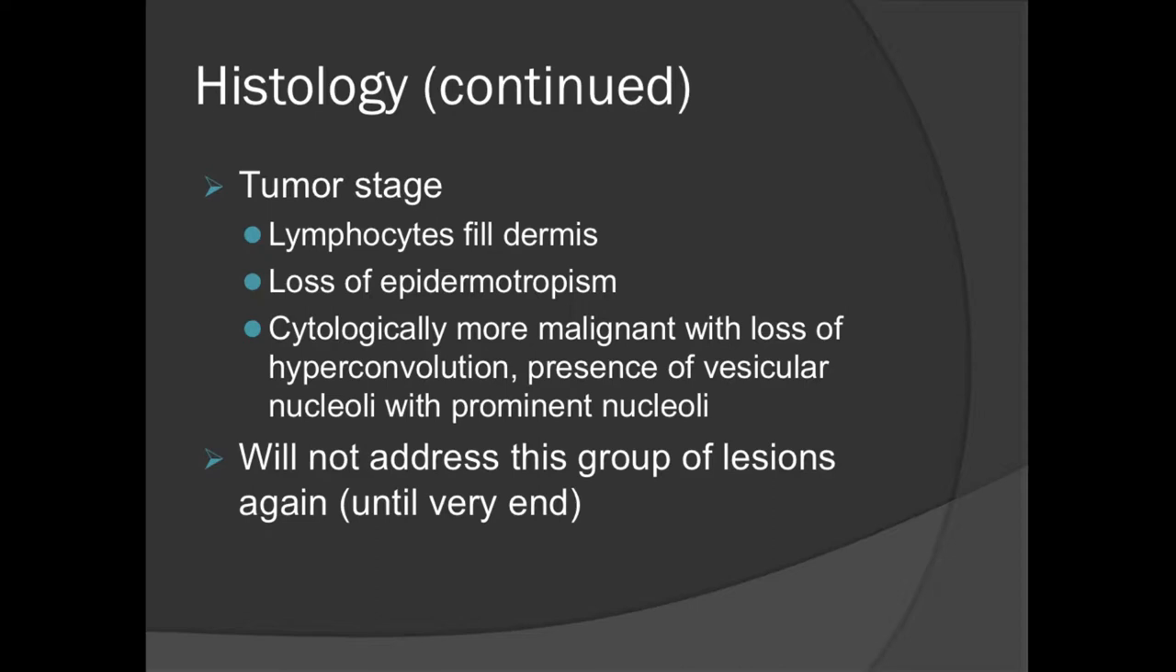Well, then we get to tumor stage, which I won't talk about today. And here we have, it looks like a lymphoma, but it doesn't have any of the features of MF. So if you're trying to make a diagnosis of MF on tumor stage MF, you can make a diagnosis of lymphoma, but unless you have the history, you don't know what's tumor stage mycosis fungoides.